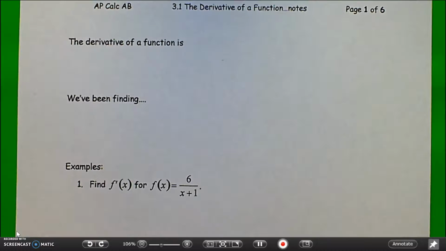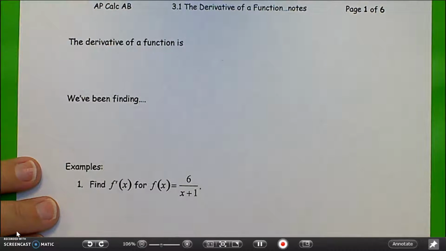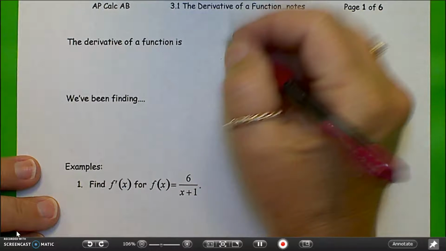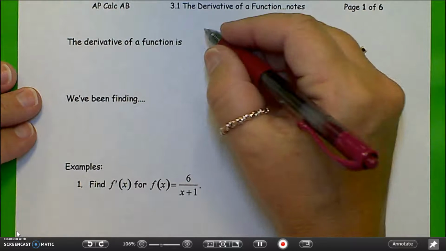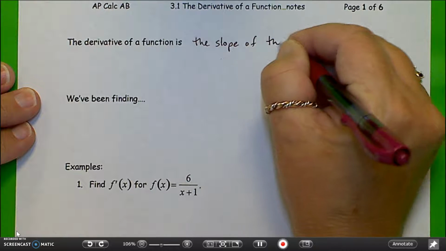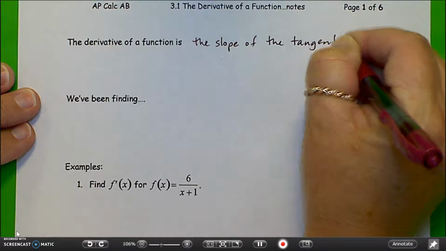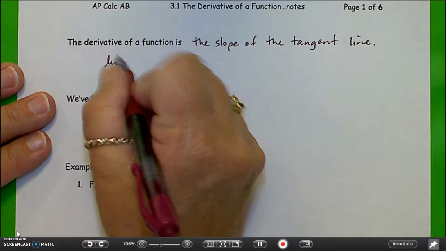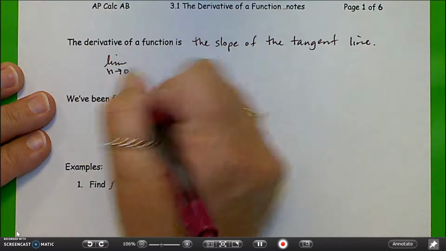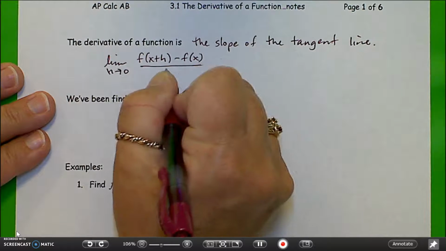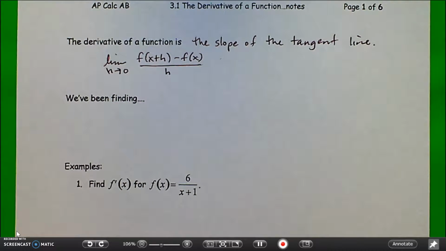Chapter 3 begins with the notion of the derivative of a function, and we've basically been doing derivatives of functions in the last section, because the derivative of a function is simply the slope of the tangent line to the function. And how did we write that out? We wrote the limit as h approaches 0 of f of x plus h minus f of x all over h, and this we used over and over.